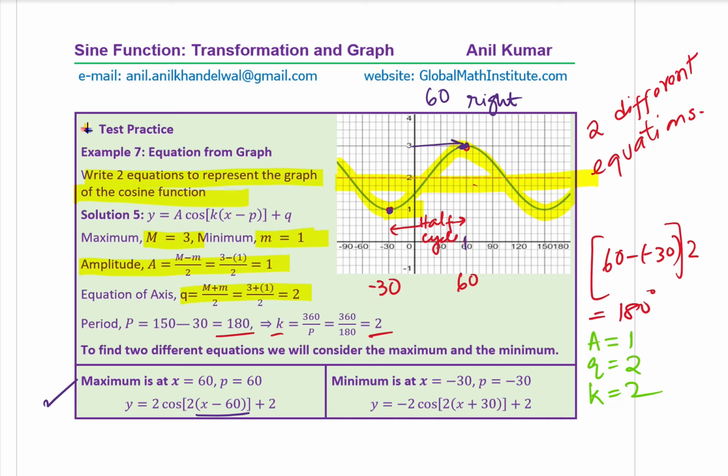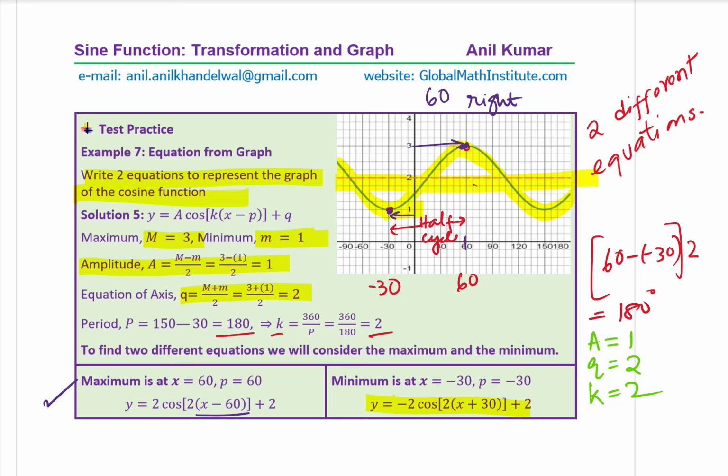So that gives you the first equation, right? For another equation we could look into the minimum. Minimum is towards the left at minus 30. So x plus 30 will be the right thing. However, it starts with the minimum. Therefore, we'll write y equals minus cos of 2 times x plus 30, plus 2. Correct? Since it starts with negative, it is as if it has been flipped on the x-axis, right? That is how we get this equation.